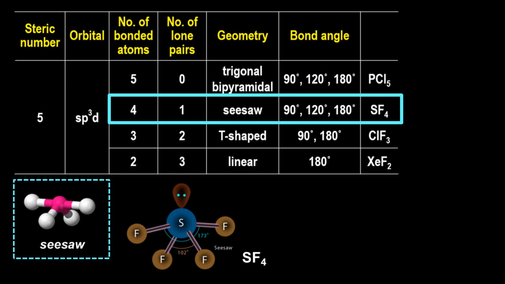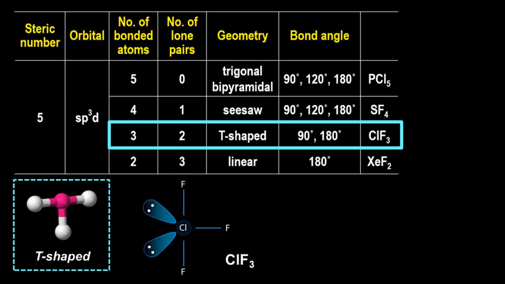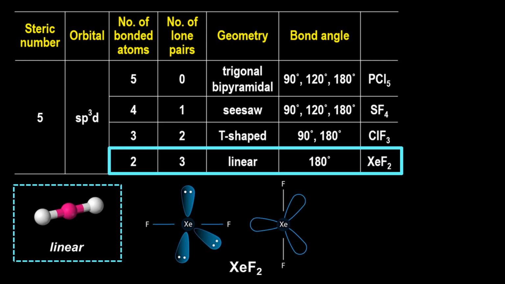The lone pair throws off the symmetry because it creates uneven repulsion, and that's what gives the molecule its seesaw structure. Now, if there are 2 lone pairs, the shape becomes T-shaped with bond angles of 90 and 180 degrees, like we see in chlorine trifluoride, ClF3. And if there are 3 lone pairs, only 2 bonded atoms are left, so the molecule goes back to a linear shape, just like what we saw with steric number 2. A great example of this is xenon difluoride, XeF2, which has a bond angle of 180 degrees.